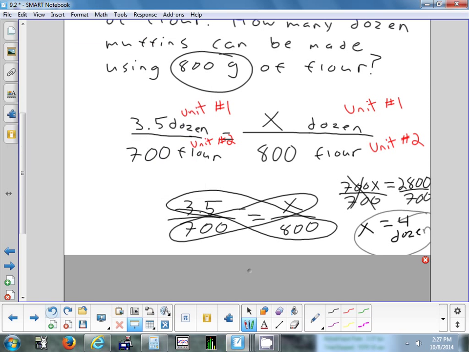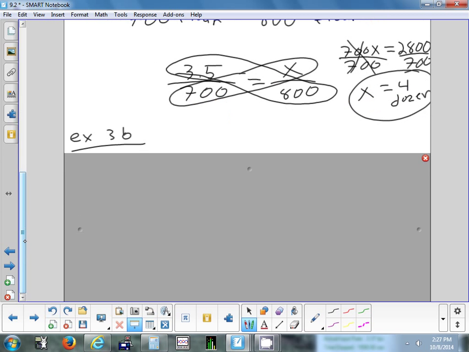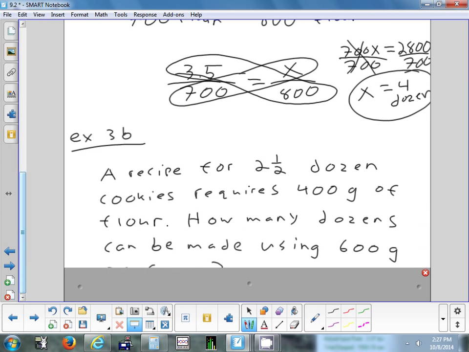So if you used 800 grams of flour, you could make 4 dozen. How many donuts is that, guys? Anybody know? 48. 48, right? It's 12 in a dozen.